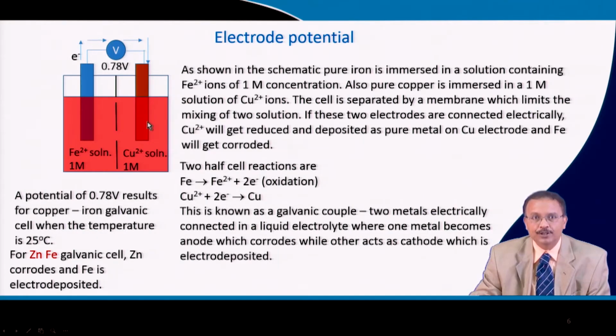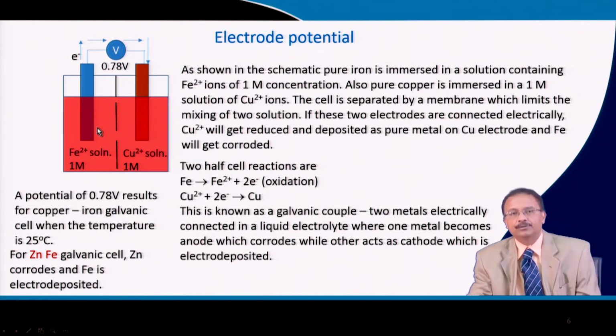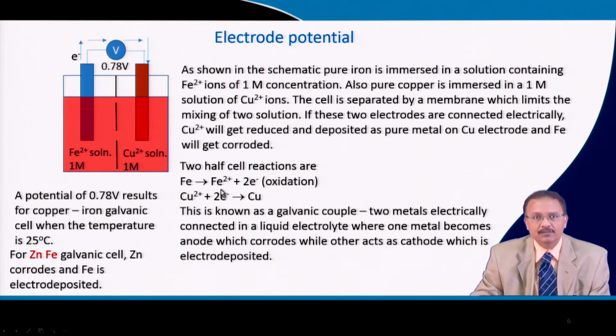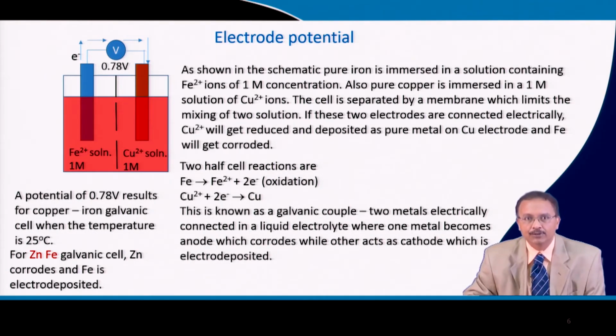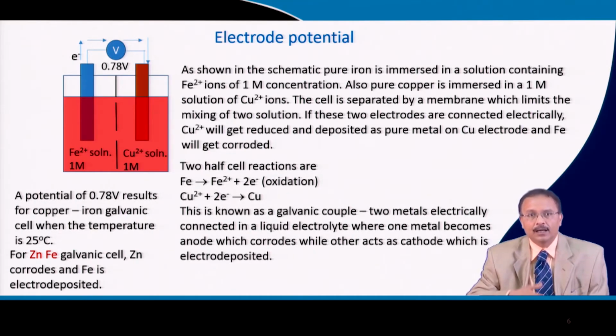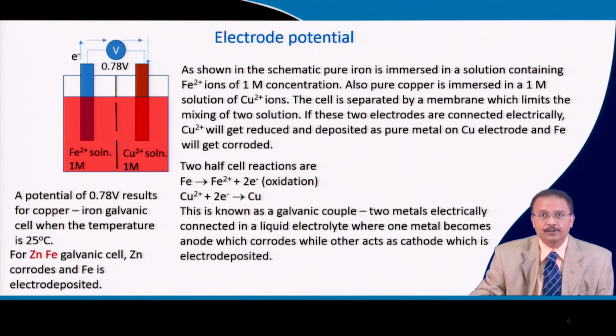the copper ion will get reduced, and eventually it will deposit on this copper electrode, and iron will get corroded. So, one can write the half equations for oxidation and for the reduction to get this metallic copper. This kind of situation is called a galvanic couple: two metals which are electrically connected in a liquid electrolyte, where one metal becomes anode and corrodes, and the other one acts as a cathode which is basically electrodeposited. This is also the principle of electrodeposition.